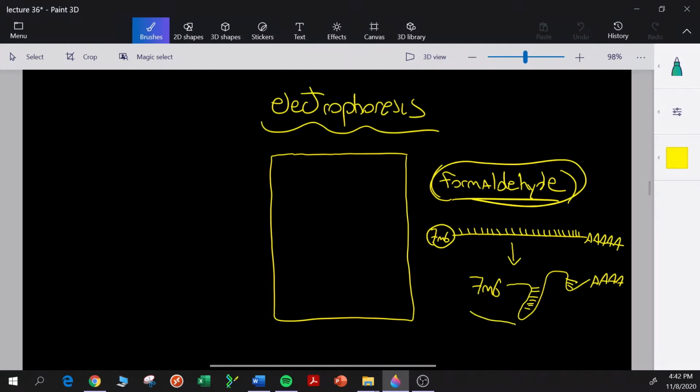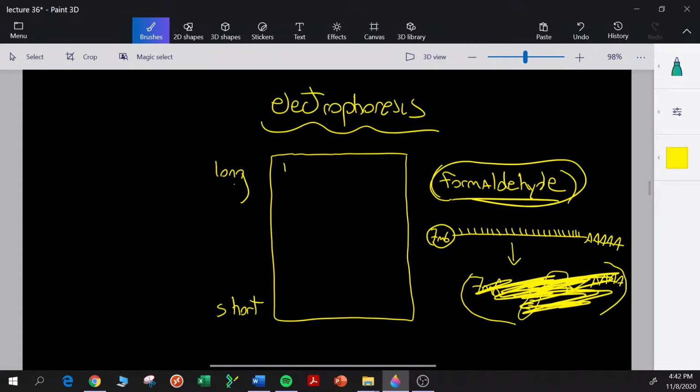And when that happens, the RNA molecules would separate by length and shape too, right? So we wouldn't really get a clean separation of the molecules based on length alone. So by adding formaldehyde, we keep that intramolecular hydrogen bonding from forming between various parts of the single-stranded RNA molecules, and we can separate the RNA molecules by length alone.